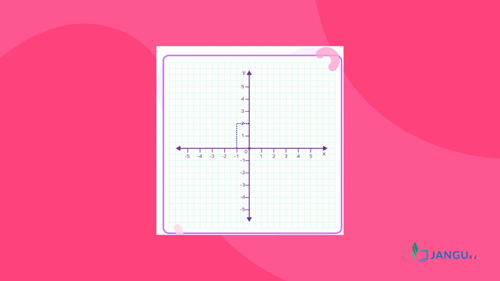For (2.6; -1.8), start at the origin. The x-coordinate is 2.6. Move 2.6 units to the right on the x-axis. The y-coordinate is -1.8. Move 1.8 units down parallel to the y-axis. And lastly, plot the point.